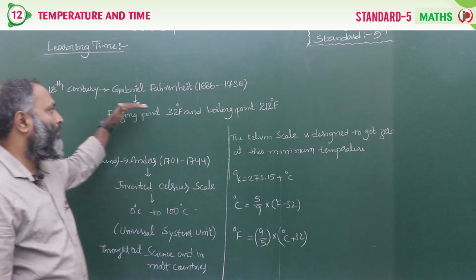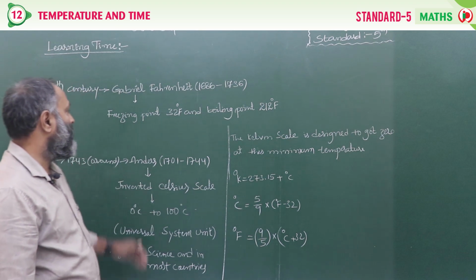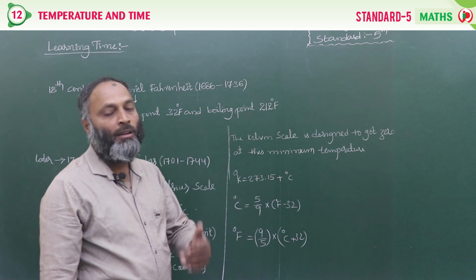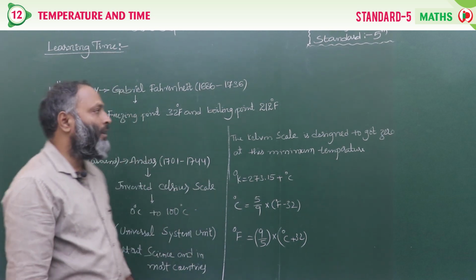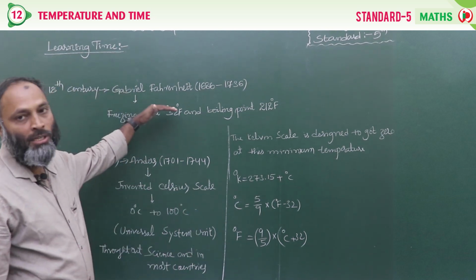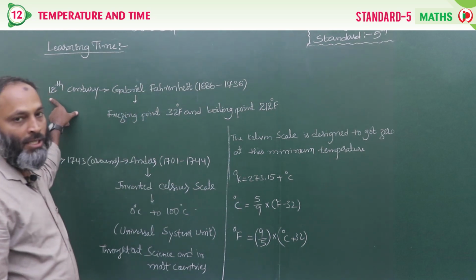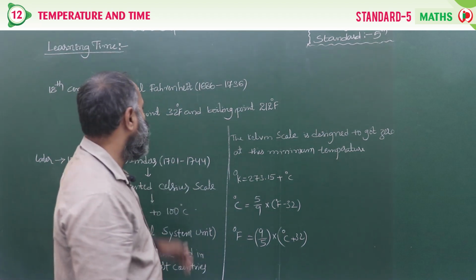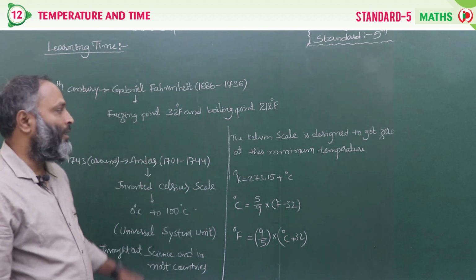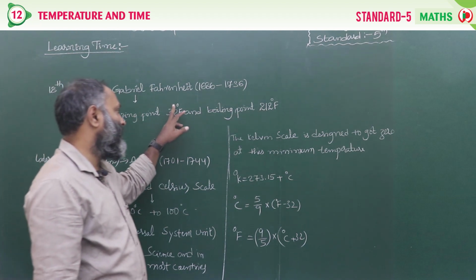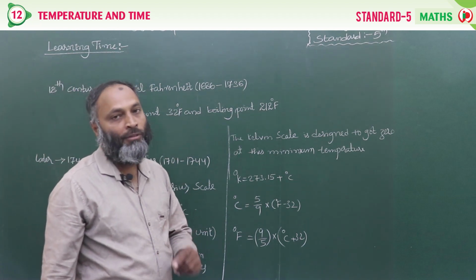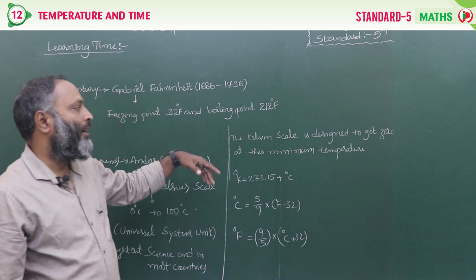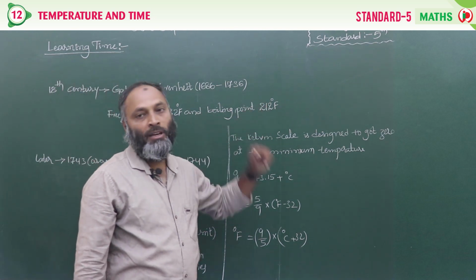In the 18th century, Gabriel Fahrenheit discovered the Fahrenheit scale, a way to measure temperature in Fahrenheit. So in the 18th century, Gabriel Fahrenheit discovered the Fahrenheit scale. In that scale, he fixed the freezing point at 32 degrees Fahrenheit and the boiling point at 212 degrees Fahrenheit.